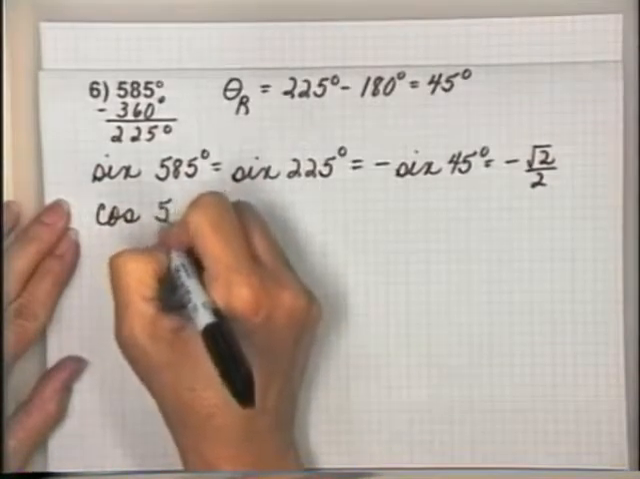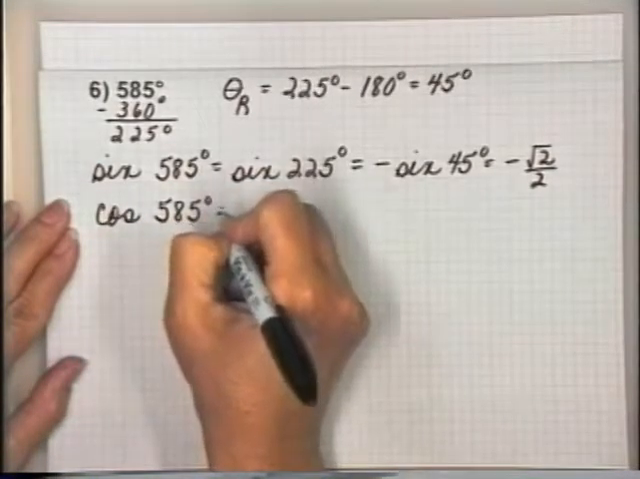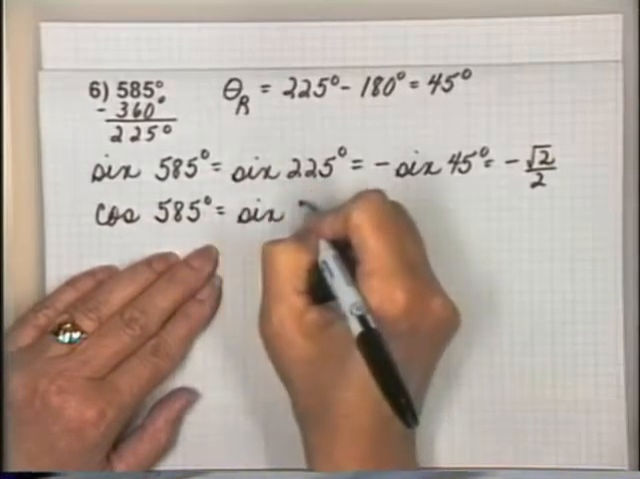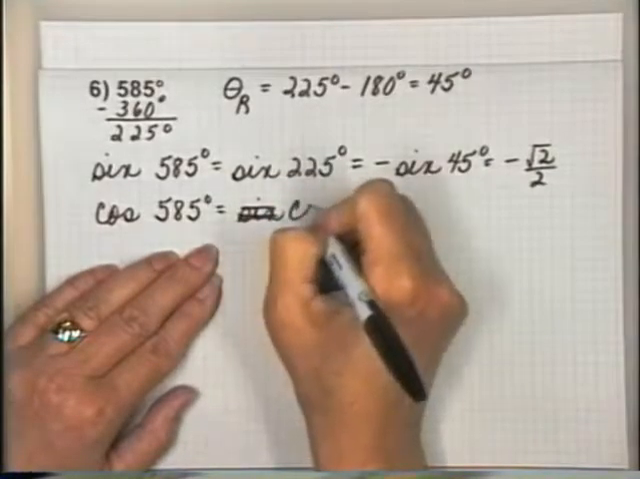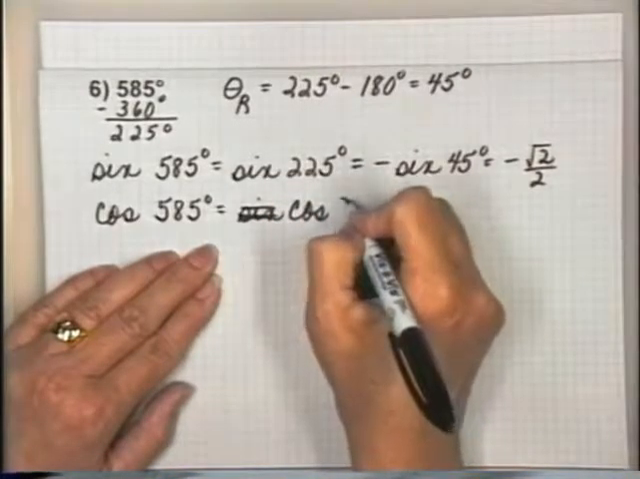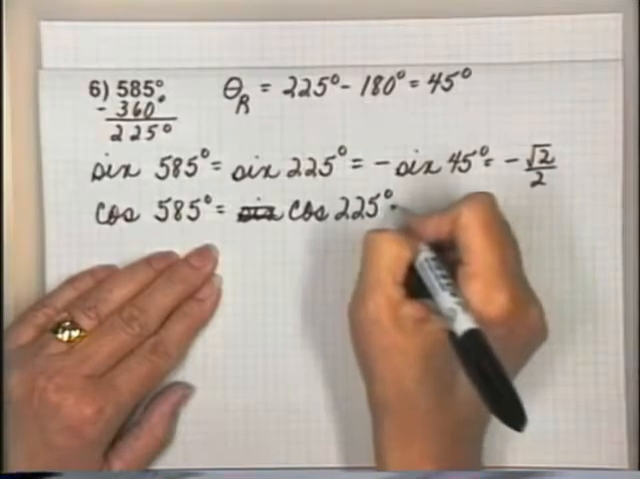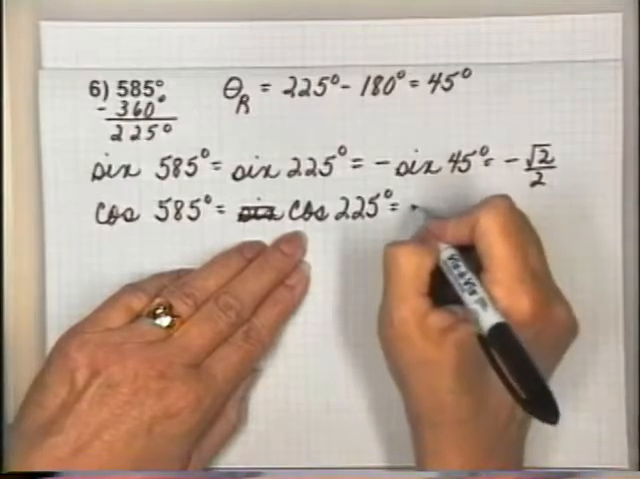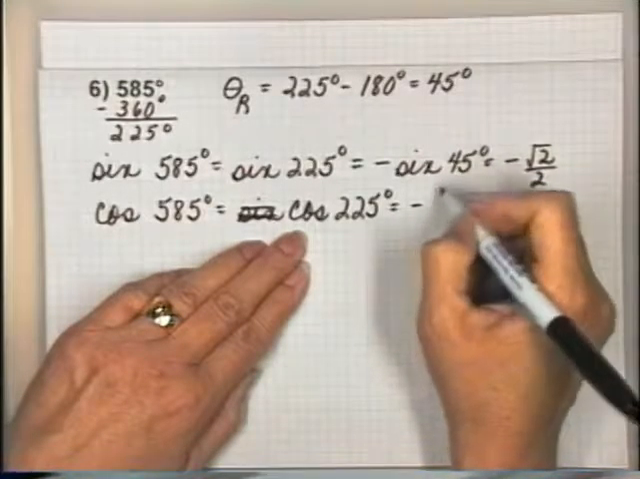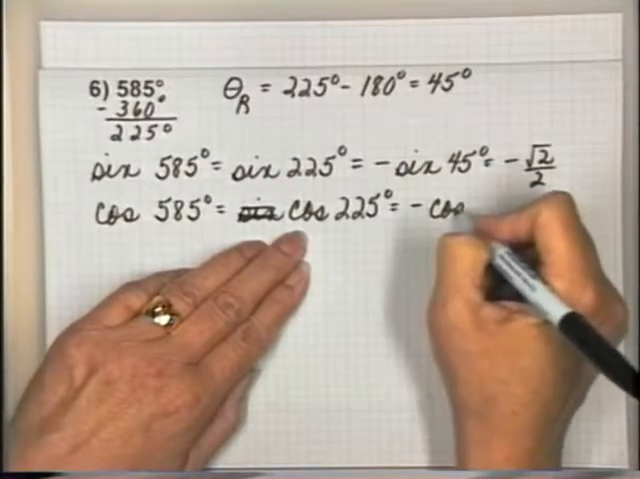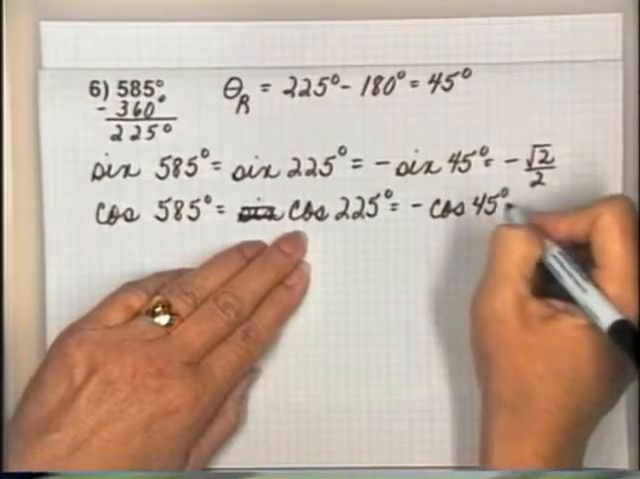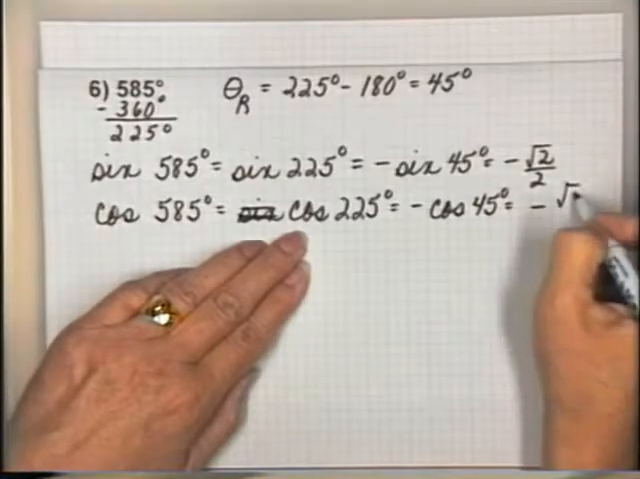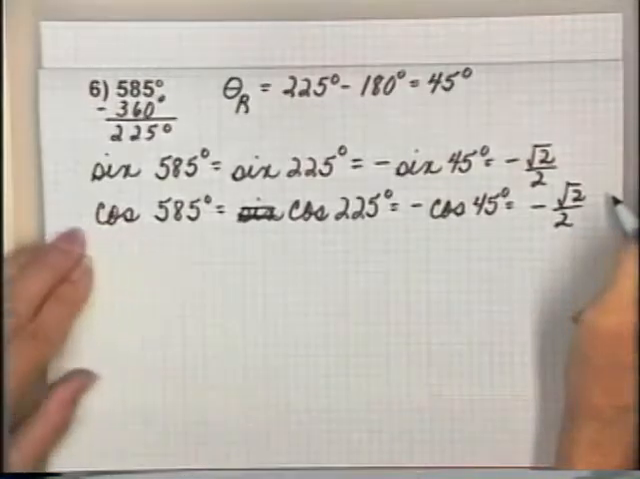For the cosine, we'll say the cosine of 585 equals the cosine of 225 degrees. The cosine function of a third quadrant angle is negative, so this will equal minus the cosine of the reference angle, which would be minus, and the cosine of 45 is square root of 2 over 2.